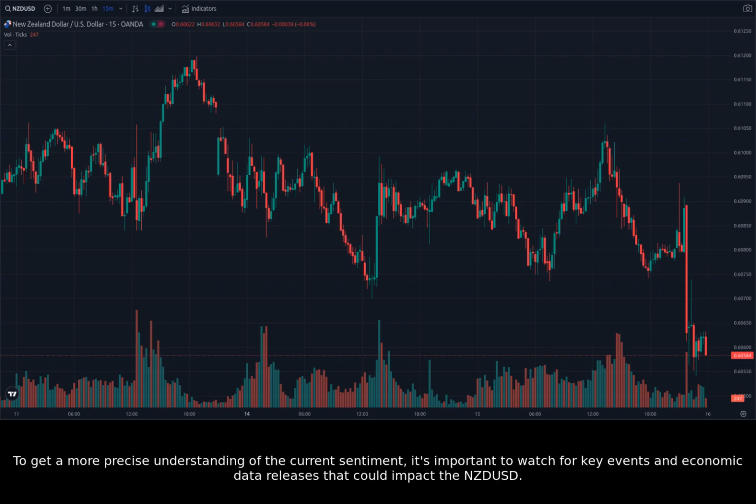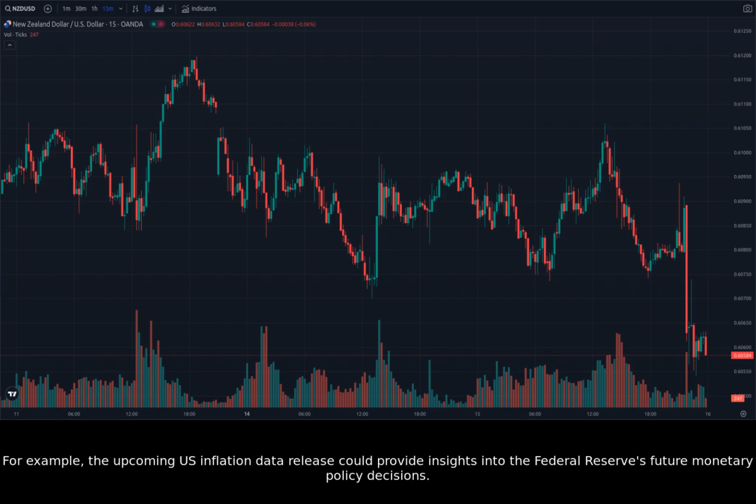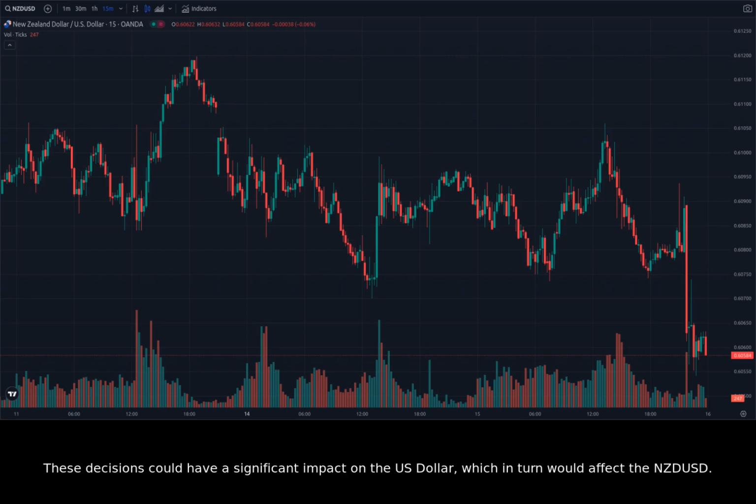To get a more precise understanding of the current sentiment, it's important to watch for key events and economic data releases that could impact the NZDUSD. For example, the upcoming U.S. inflation data release could provide insights into the Federal Reserve's future monetary policy decisions. These decisions could have a significant impact on the US dollar, which in turn would affect the NZDUSD.